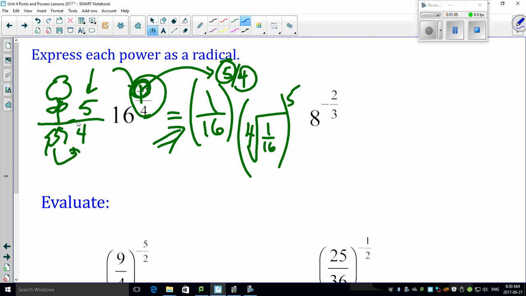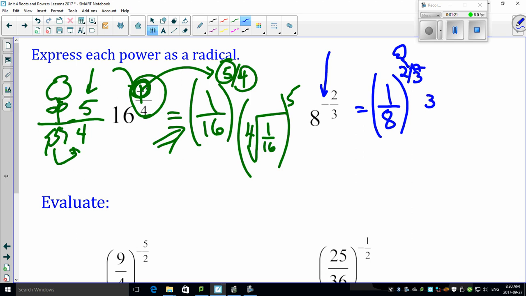Okay, just watch the steps. Let's do it again. There's the negative exponent, so this means it's now 1 over 8. The only thing that changes is this becomes a positive. Then again, there's your flower power, there's your flower, there's your root. So the cubed root of 1/8 to the power of 2. Now, it doesn't say evaluate, it just says express as a radical. So that's what I did right there.